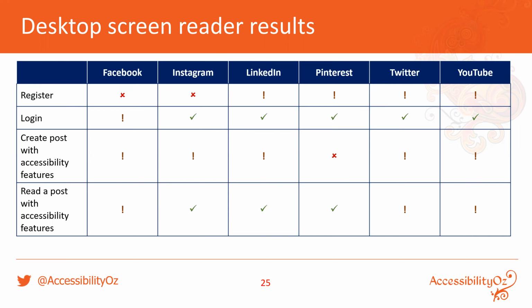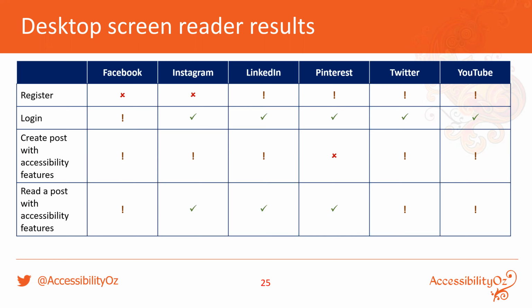So in Facebook, he was unable to register and had great difficulty logging in, creating a post or reading a post. With Instagram, he could not register, could log in and could read a post, but found it very difficult to create a post with accessibility features. In LinkedIn, he could log in and read a post with accessibility features, but found it very difficult to register or create a post with accessibility features.